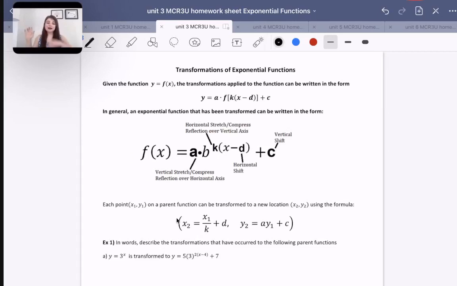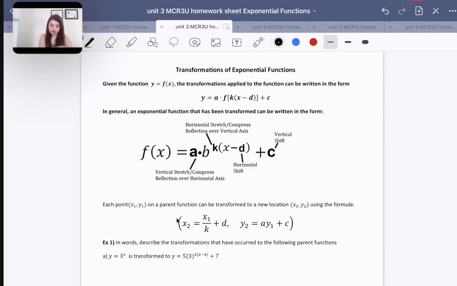Hello, everyone. Welcome back. Today, we are going to be talking about transformations of exponential functions. This is actually very similar to transformations of regular functions, which is something we did last unit. So, let's talk about transformations of exponential functions specifically.